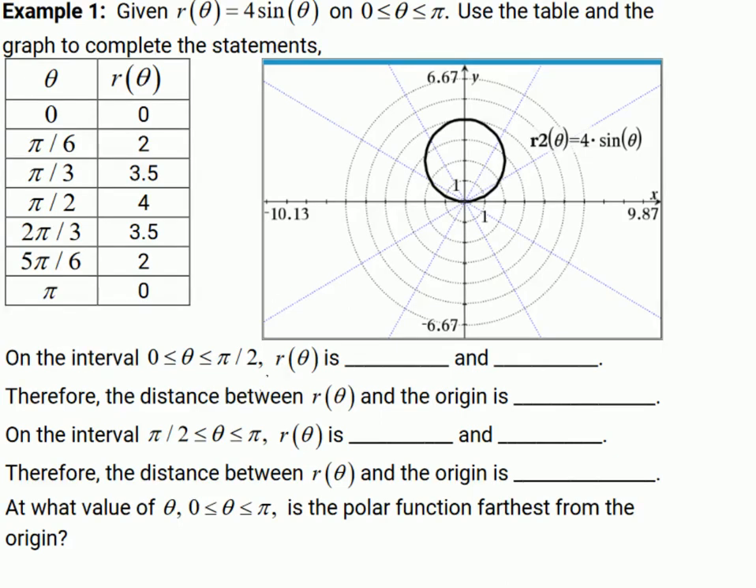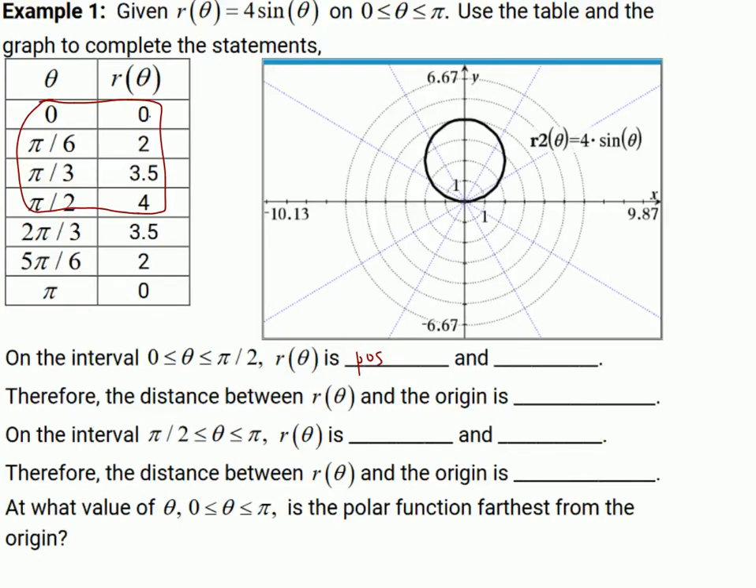So on the interval from 0 to pi over 2, what is r of theta? Let's look at this for a second. I'm going to look at the table for a moment. From 0 to pi over 2, that's all of this region here. r of theta is what? I'm going to start by looking at the r values. I notice that they're all positive first off, so I'm going to say r of theta is positive.